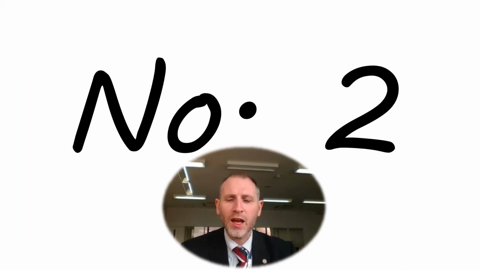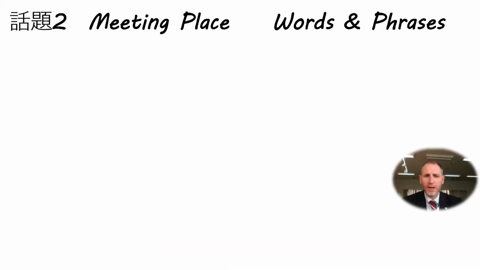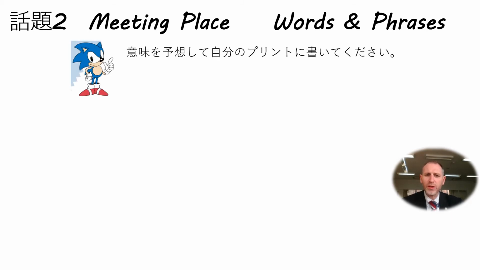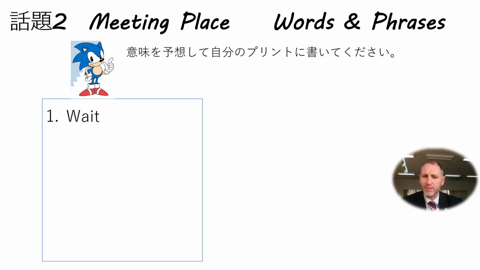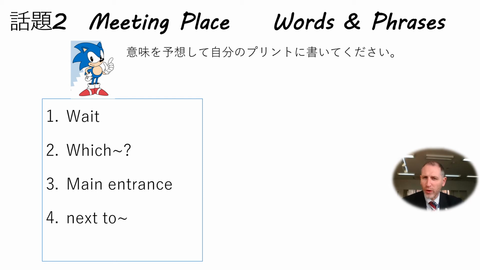Next. Number 2. Number 2 is a meeting place. So again, before we listen to the problem, let's look at some words and phrases. The first, guess what they mean, write them in your book and submit them when you come to school. First word is wait. Second is which. Third is main entrance. Fourth is next to. And fifth is sounds nice.